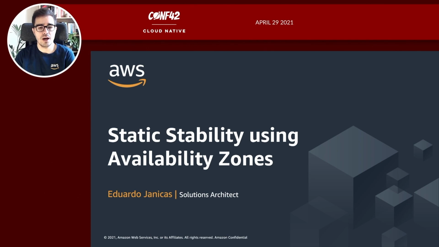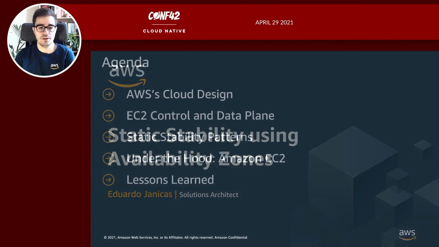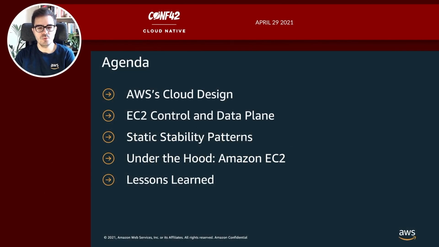I'm going to talk about how AWS achieves static stability using availability zones. At Amazon, the services we build must meet extremely high availability targets. This means that we think carefully about the dependencies that our systems take. We design our systems to stay resilient even when those dependencies are impaired.